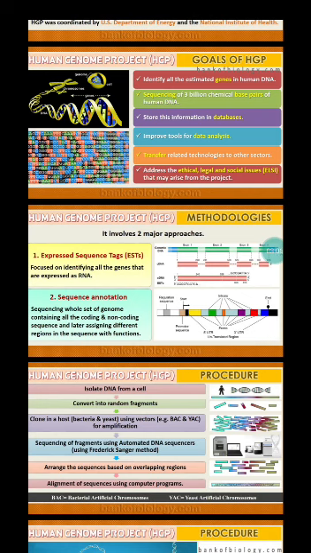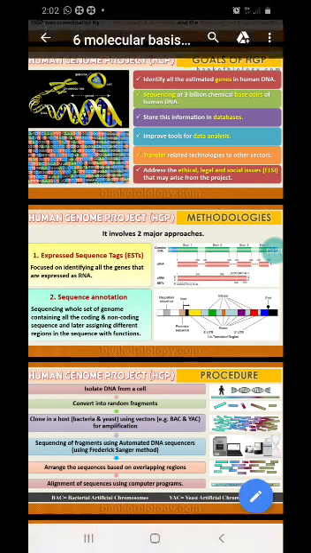Okay, and the second method was sequence annotation, which is first determining all the sequences, all the genes of the genome, then giving its place in the particular chromosome, which is called sequence annotation. Clear, children?